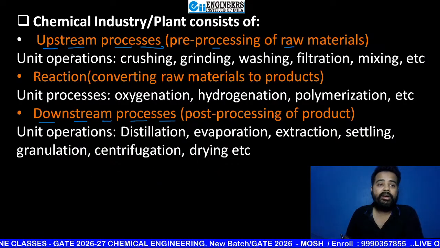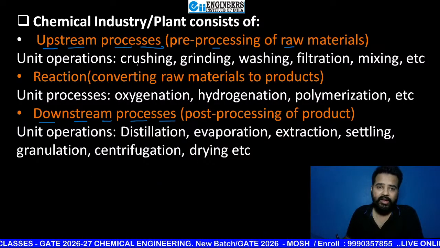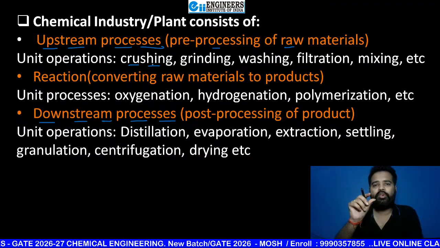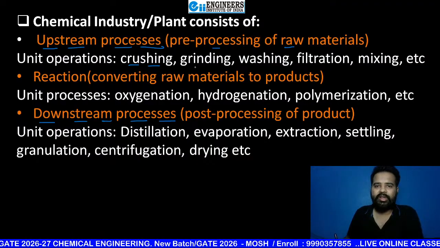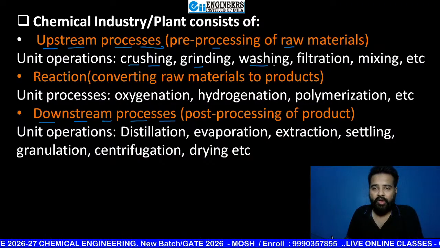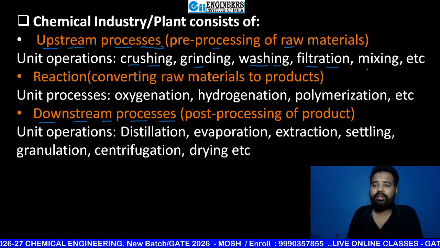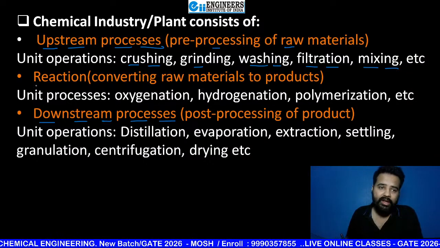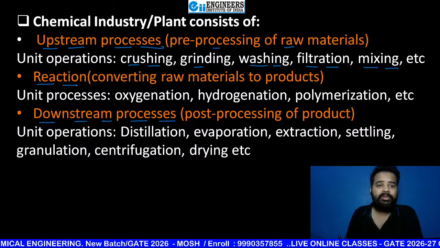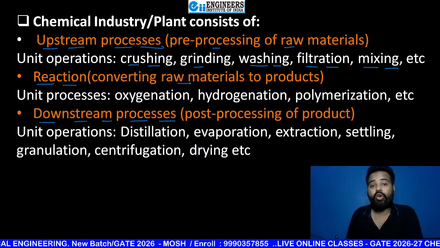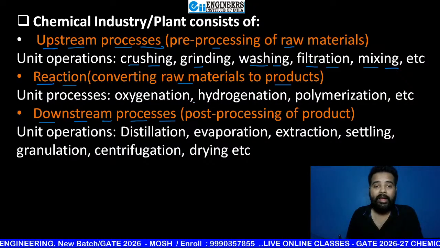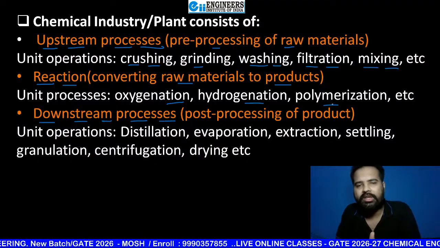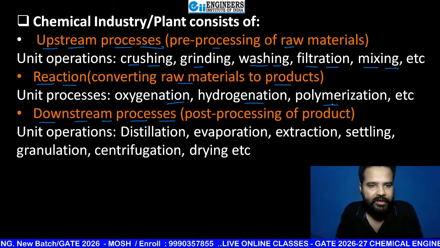Okay, like on the upstream side, maybe crushing is there. What is crushing? Crushing is a type of size reduction. Crushing, grinding, again size reduction, washing, filtration, mixing. These are generally upstream processes. Before downstream, maybe some reaction is also there in order to convert raw materials into useful products, like oxygenation, hydrogenation, polymerization. All these reactions you will see in the chemical technology subject.